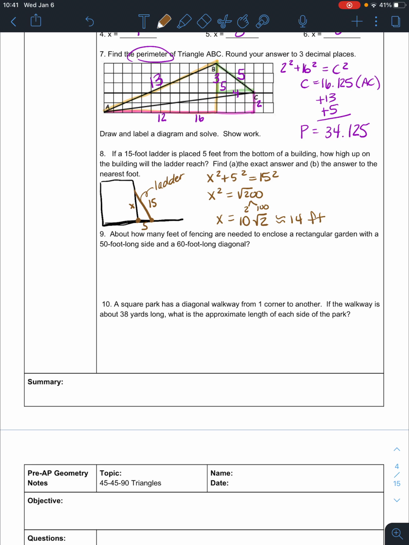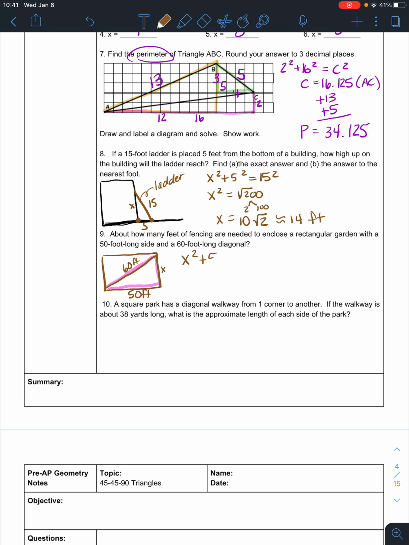Number 9 says, how many feet of fencing are needed to enclose a rectangular garden? So I have a garden that has a 50-foot side. It doesn't matter which one you label 50, and a 60-foot long diagonal. Okay, so I need this length. And that's just part of the problem because I actually want the distance all the way around, which is perimeter. So I use this little right triangle right here to find what I need.